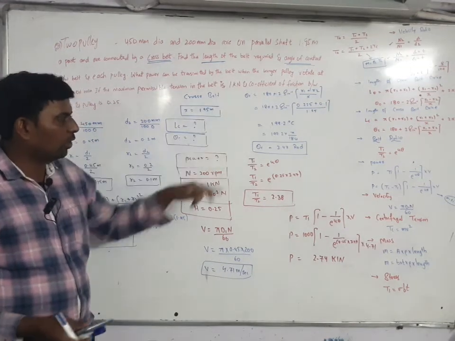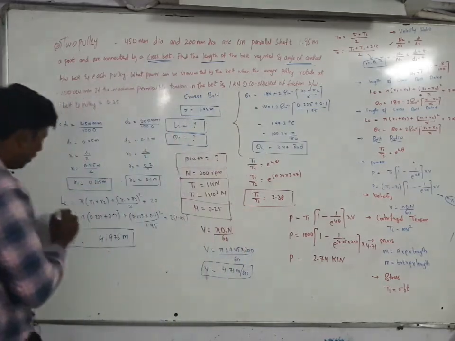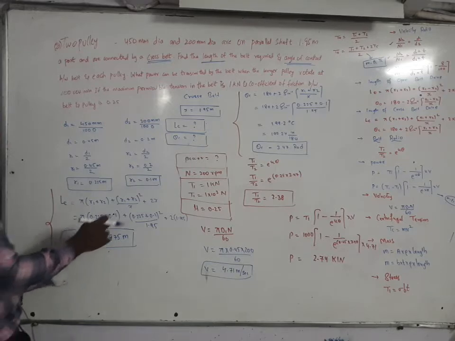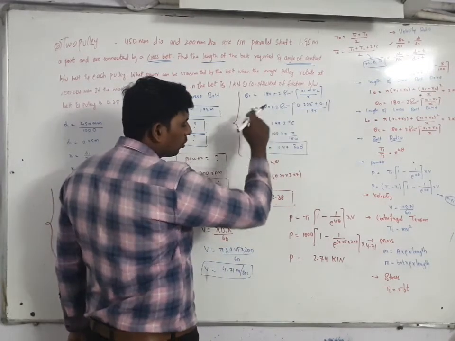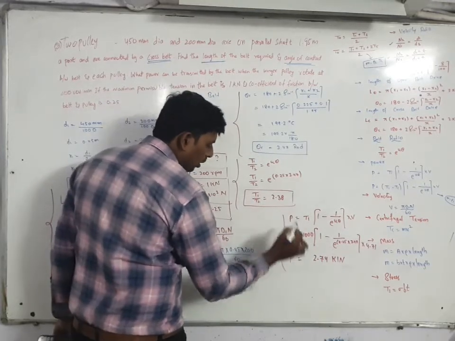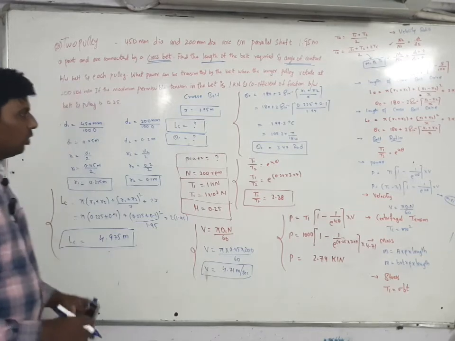This is the formula for the angle of a cross belt. And here you find out the length of a cross belt. This one is the length of a cross belt. This is the angle of a cross belt, and this one is the belt ratio, and this one is the power given, and this one is the velocity given. Like this, you have to find out.